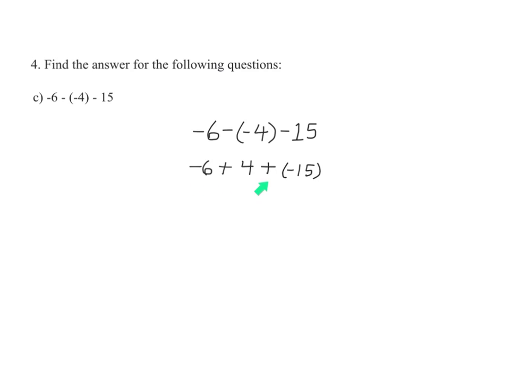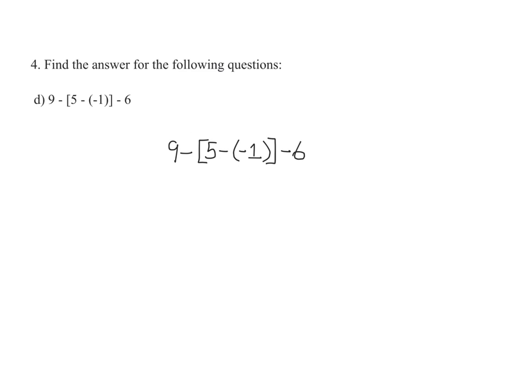Now we add from left to right. That is, -6 plus 4 is equal to -2, plus -15. Using the rules for adding signed numbers, we have -2 plus -15, which gives us -17. Therefore, -6 minus -4 minus 15 is equal to -17.